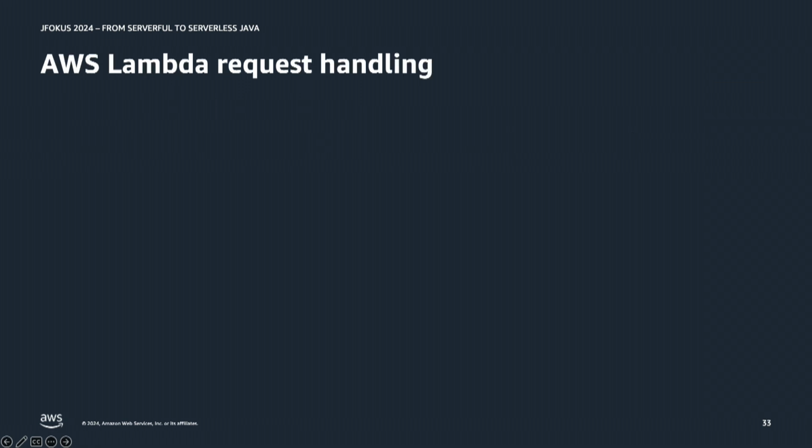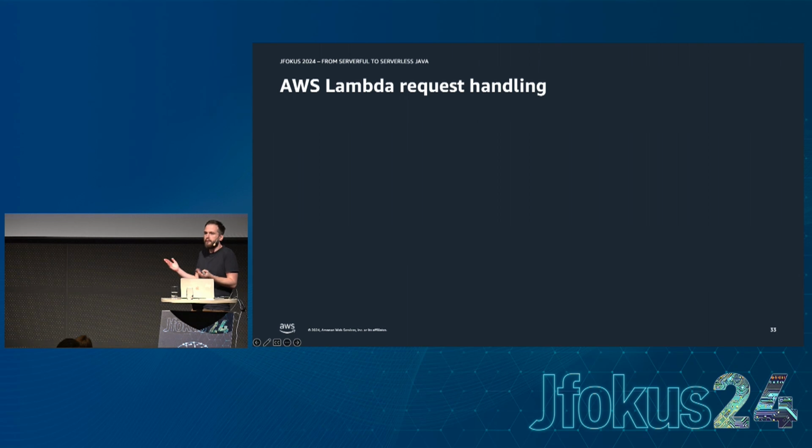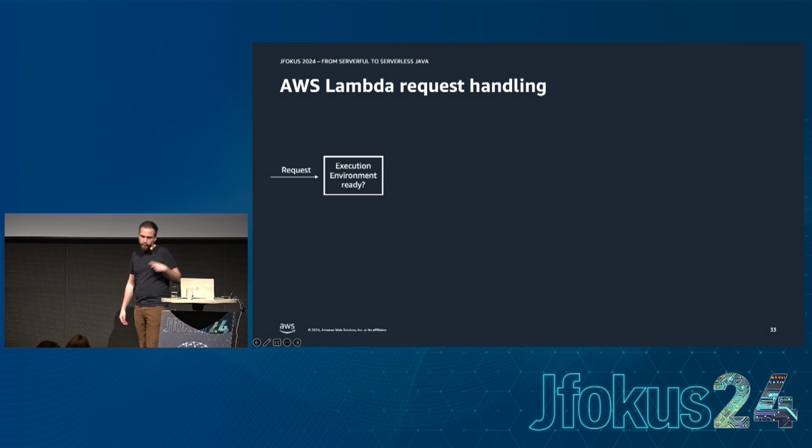Now, in function environments, it works a bit different because I said we can scale to 0, so there's nothing there, right? So something needs to happen when we get the very first request. So how does that usually work? Let's say I get the first request and nothing is there, no environment whatsoever. Then we need to check if an execution environment is ready. So what is an execution environment? We haven't covered that, but your code needs to be executed somewhere.